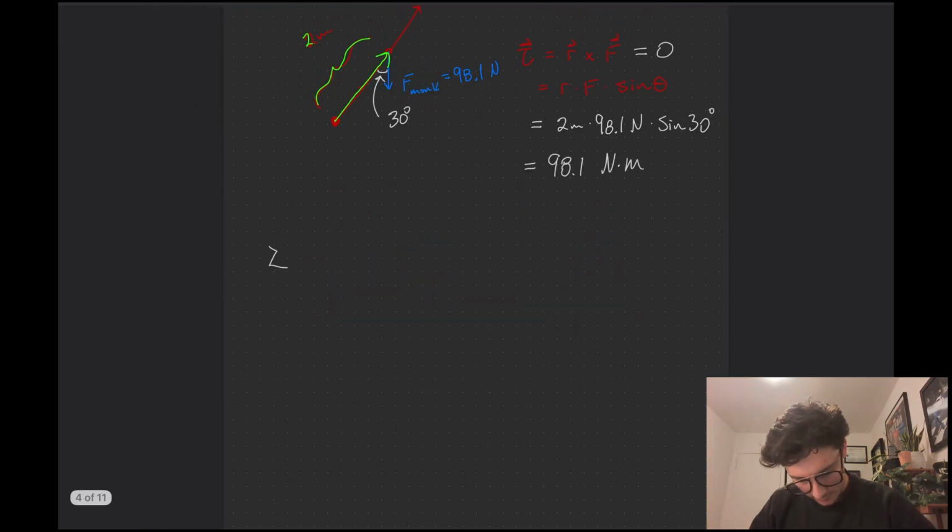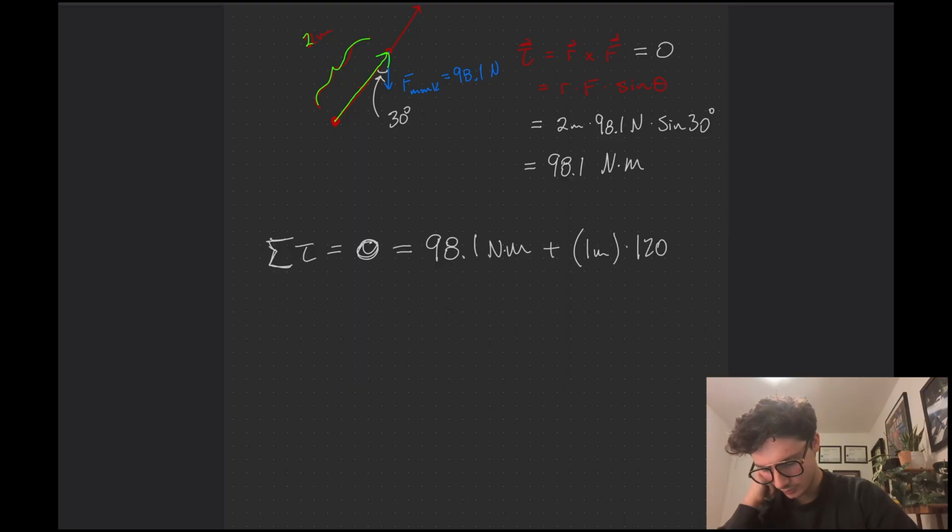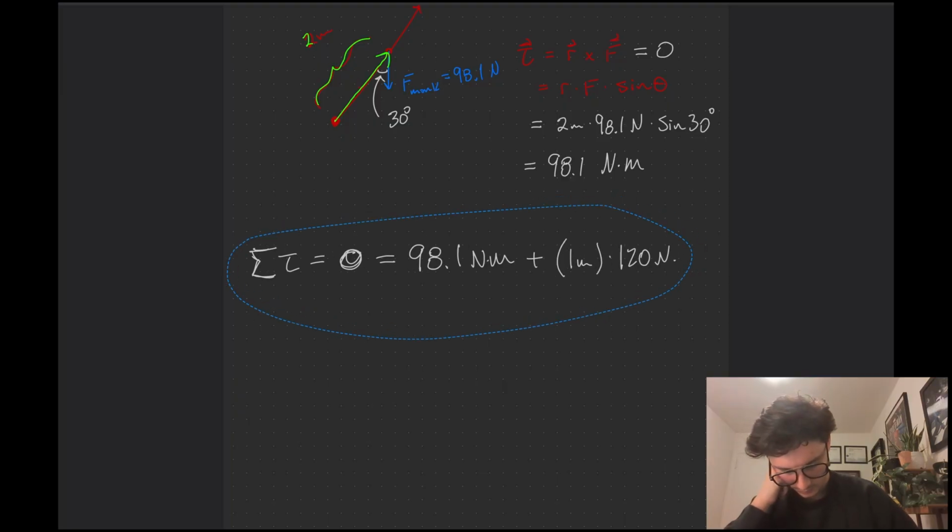Crazy problem. I would not have thought of doing this. Sum of torques. There's several torques going on over here. So we have the sum of torques equals 0. We saw 98.1 newton meters. This is the torque of the monkey. Then we have the torque of the ladder, which is 1 meter times 120 newtons times, I should probably shrink this.